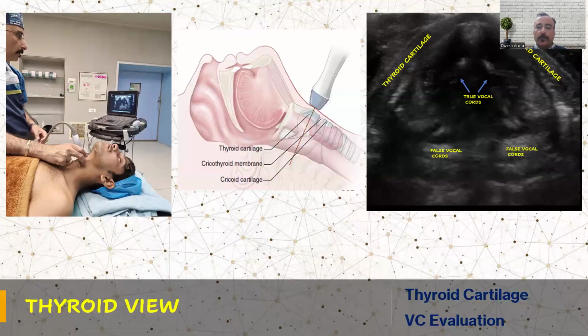Now coming on to another view, that is the thyroid view through the thyroid cartilage. And thyroid cartilage serves as a window to identify the vocal cords. So as we know, vocal cords are visualized through the thyroid cartilage, and they are seen as hypoechoic structures lined by a white hyperechoic membrane. So in general, the true vocal cords would appear hypoechoic, whereas false vocal cords, which are situated a little superior as well as a little lateral, would appear as bushy, hyperechoic structures.